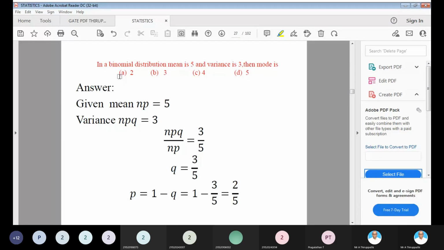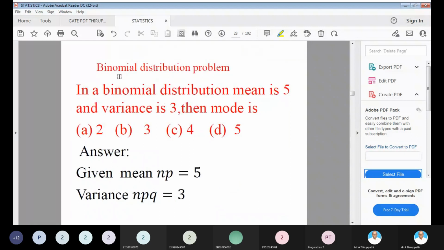Equation 2 divided by 1. What will happen? NPQ by NP is equal to 3 by 5. NP cancels. So Q equal to 3 by 5. What is the relation between P and Q? P is equal to 1 minus Q, either Q equal to 1 minus P. 1 minus 3 by 5 is equal to 2 by 5. So P is 2 by 5.